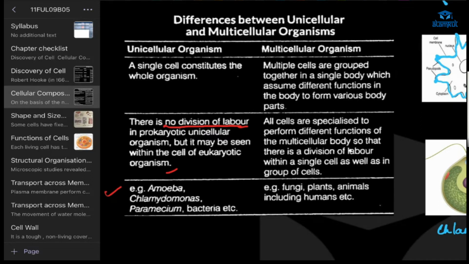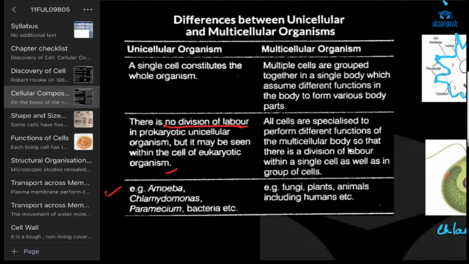You can also write only visible under the microscope. Then injury in the cell leads to death of the organism. These all come under the unicellular organism. For the multicellular, exactly opposite. Here, asexual reproduction by mitosis, you learn in this class. Then sexual reproduction by gametes. Okay, understood?